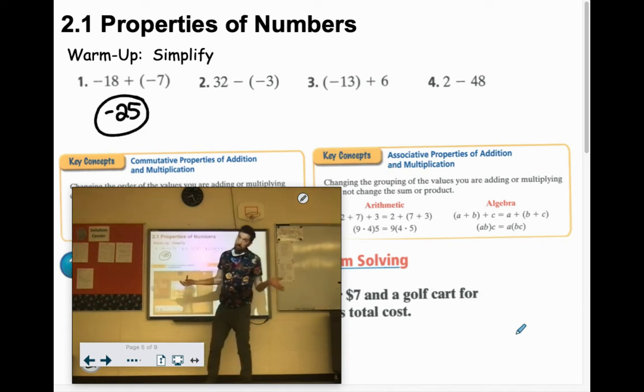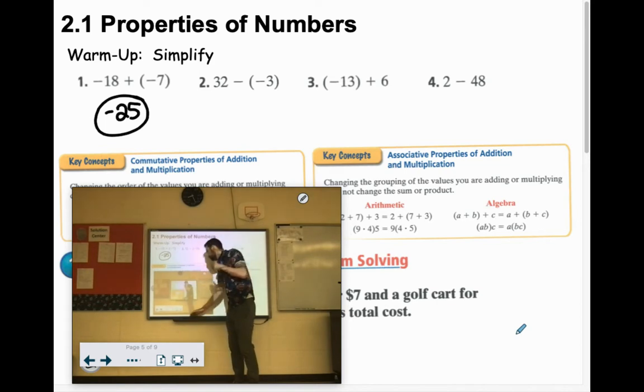Or, if it helps, think of negatives like money you owe, and positives like money you have. But when we have minus negative, like on number 2 here, remember we can change minus negative. Let's kind of cancel each other out. It becomes plus positive. 32 plus 3, 35.